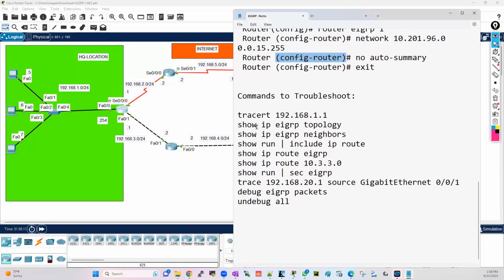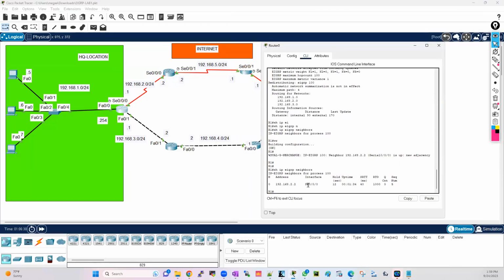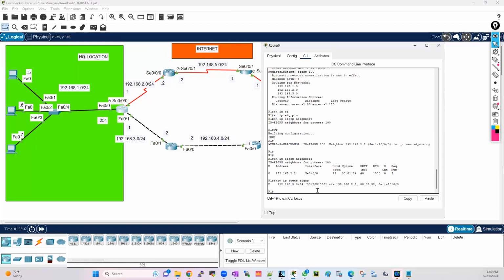Okay, I've run this command, show IP neighbors. If I run this command, we'll see it now. Show IP EIGRP. Copy it. We go to our router 1, paste it. Show IP route EIGRP. You click enter. It shows that we have a route. D denotes EIGRP.